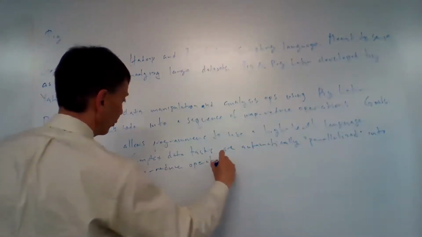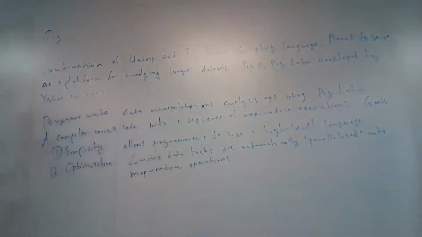Now, we have to be careful a little bit about this because, yes, it automatically parallelizes things into MapReduce operations. But if you write code that's not amenable to that, it will run as a MapReduce job, but it's not necessarily going to be faster. And so you do have to take some care when you're actually programming to try to program in a way that's designed to help the compiler build good MapReduce sequences.